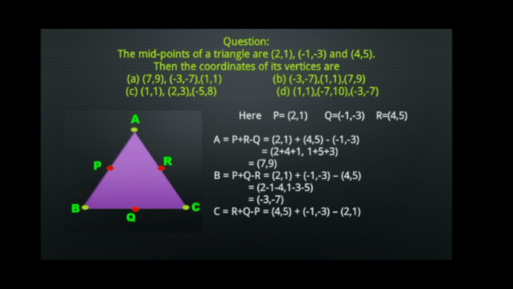Similarly, C equals R plus Q minus P, which is equal to (4, 5) plus (-1, -3) minus (2, 1). We will get (4 minus 1 minus 2, 5 minus 3 minus 1), which is (1, 1).